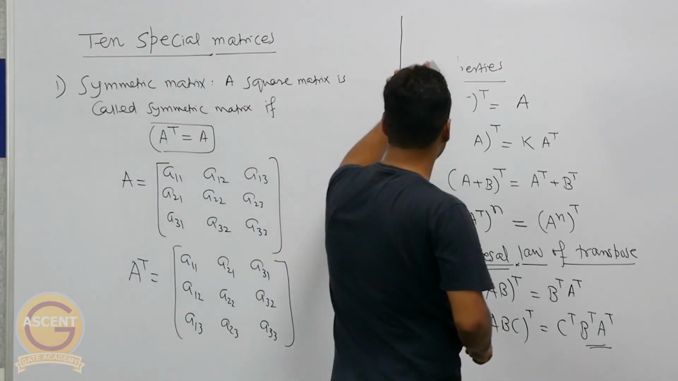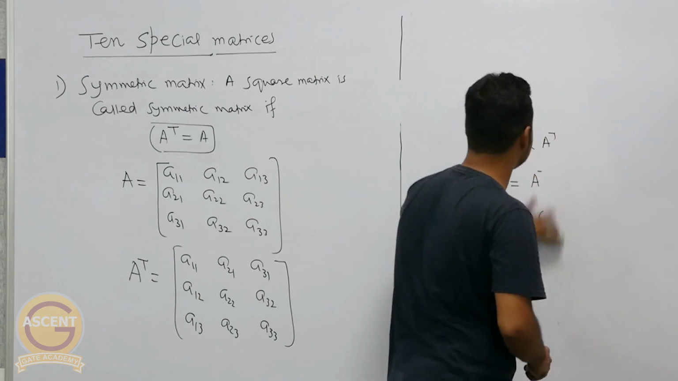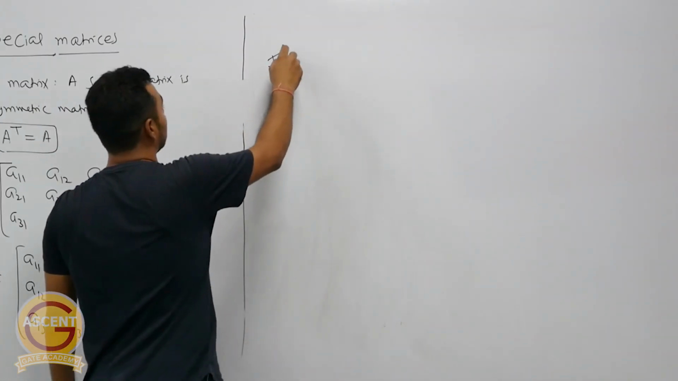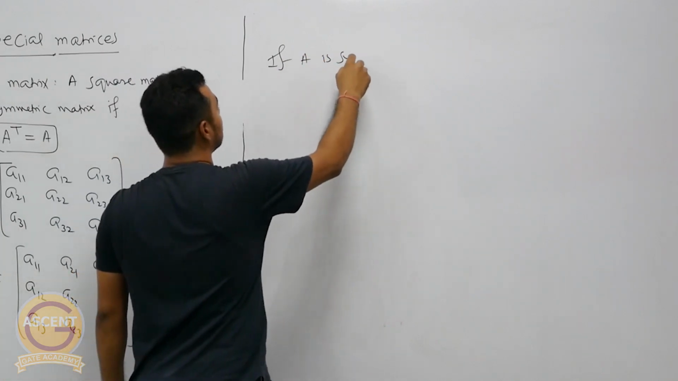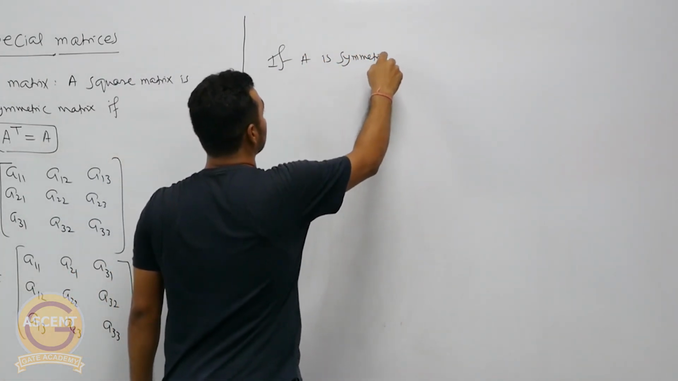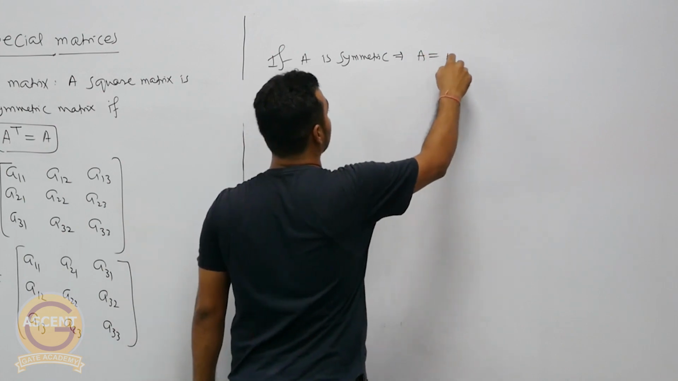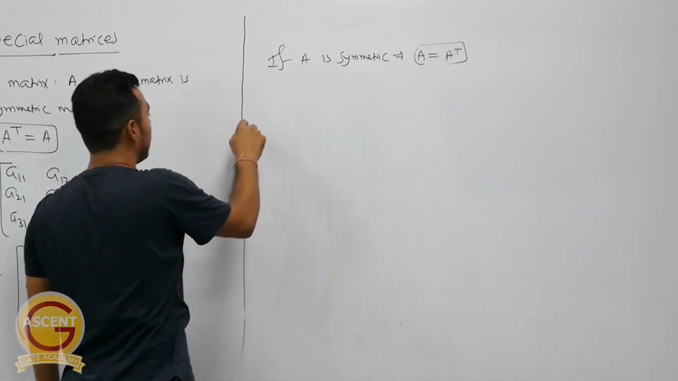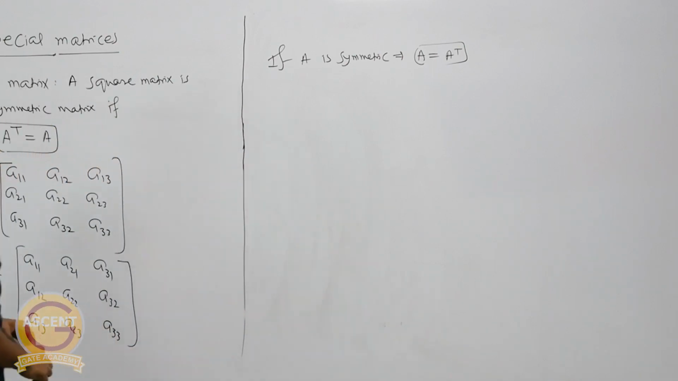Now if A is symmetric, then it means these two matrices are the same. If A is symmetric, this means matrix A and A transpose are the same. Now we know that in case of matrices, two matrices are equal when all their entries are equal. Now see what is happening.